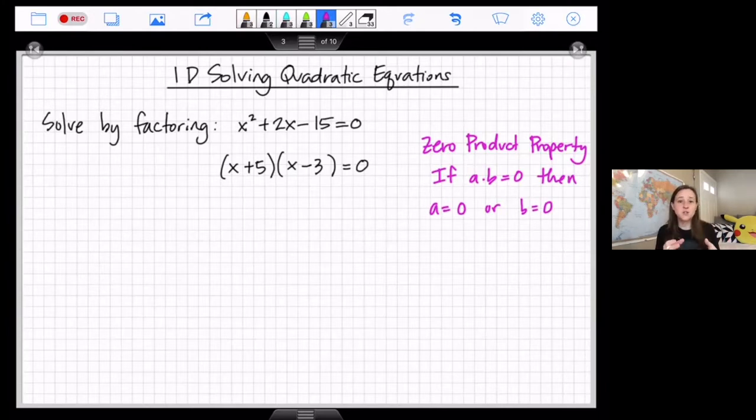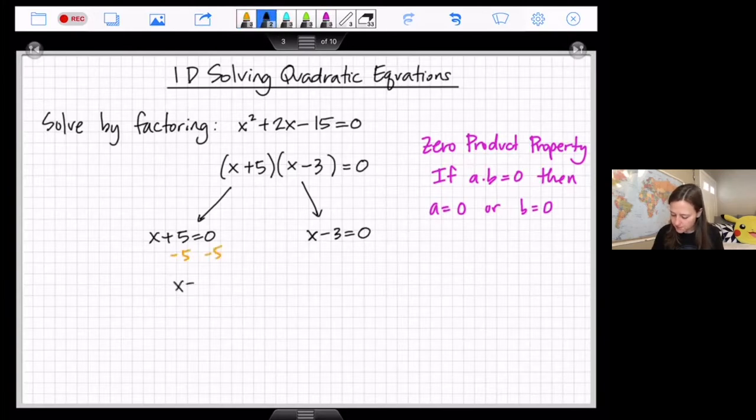Once you've factored your quadratic, you set both factors equal to 0. So I'm going to set x plus 5 equal to 0 and x minus 3 equal to 0. Then you just solve those 2 little linear equations. We're going to subtract 5 from both sides, so I get x equals negative 5. And over on the right, I'm going to add 3 to both sides, and I get x equals 3. So this quadratic equation has 2 solutions, negative 5 and positive 3.